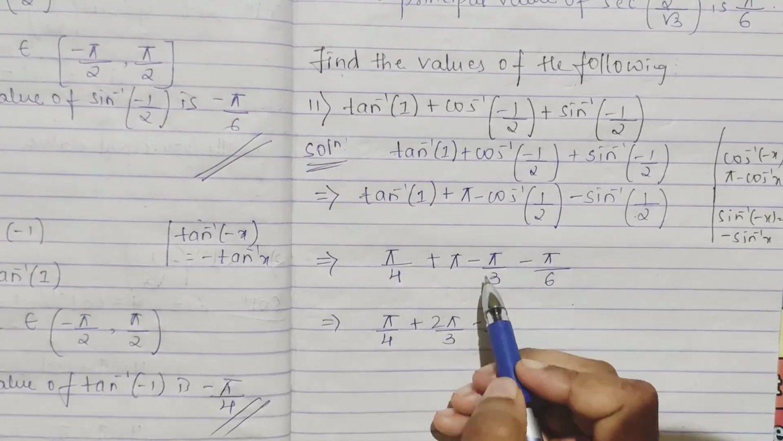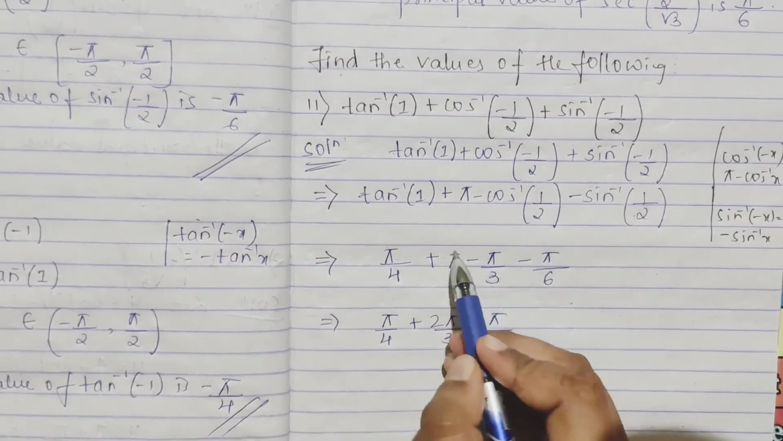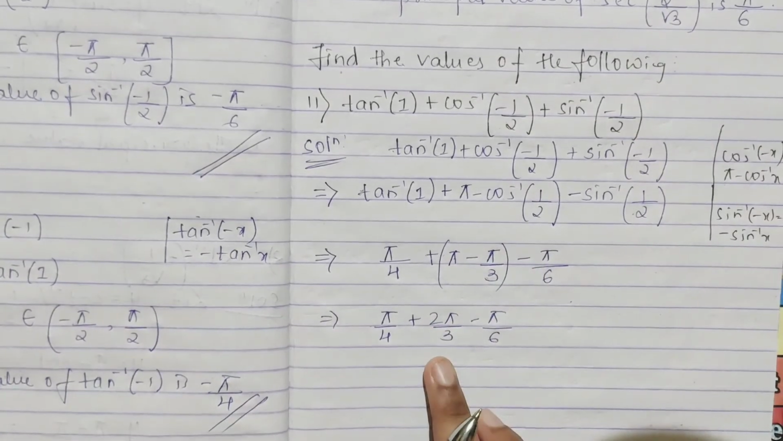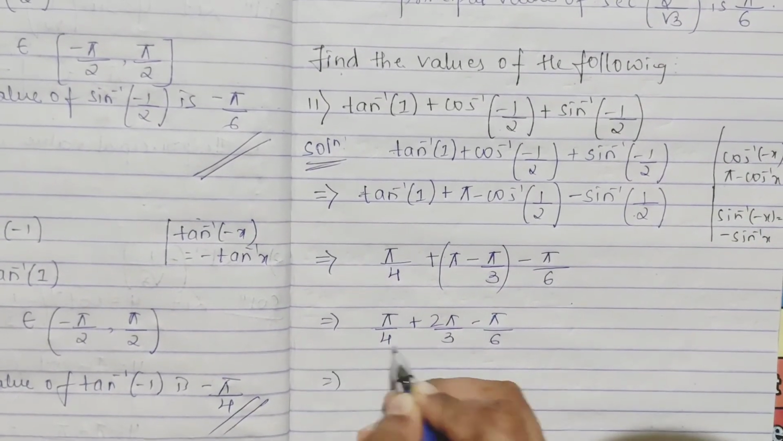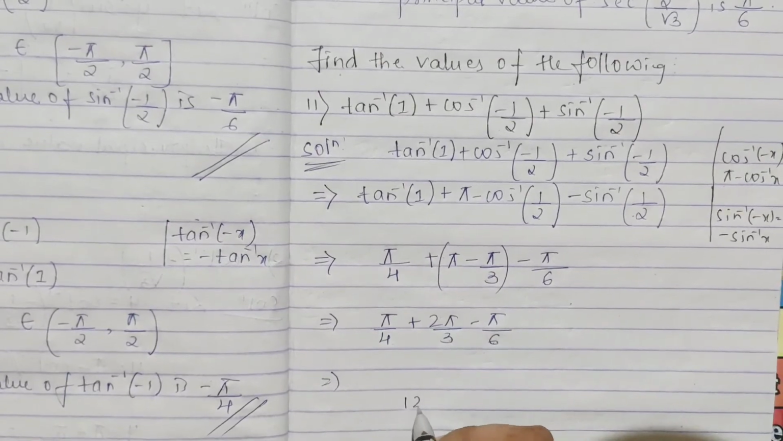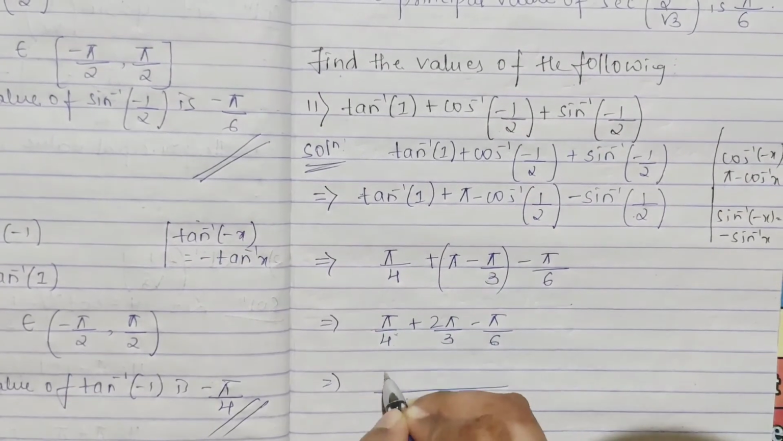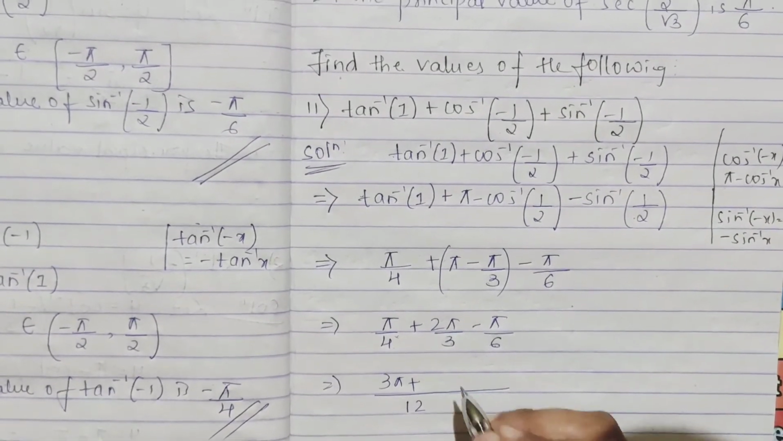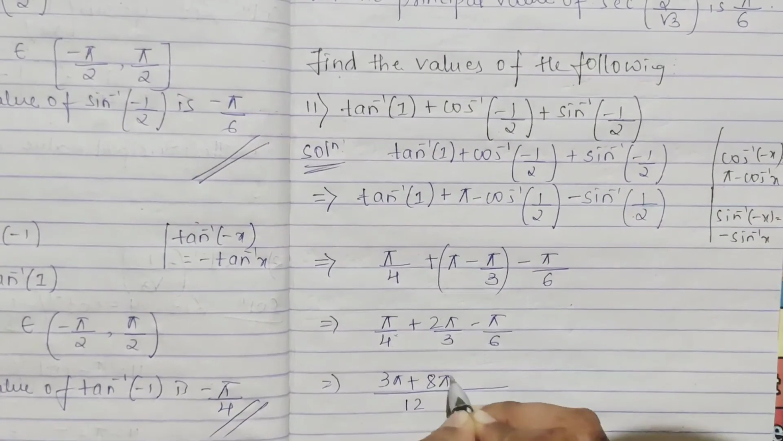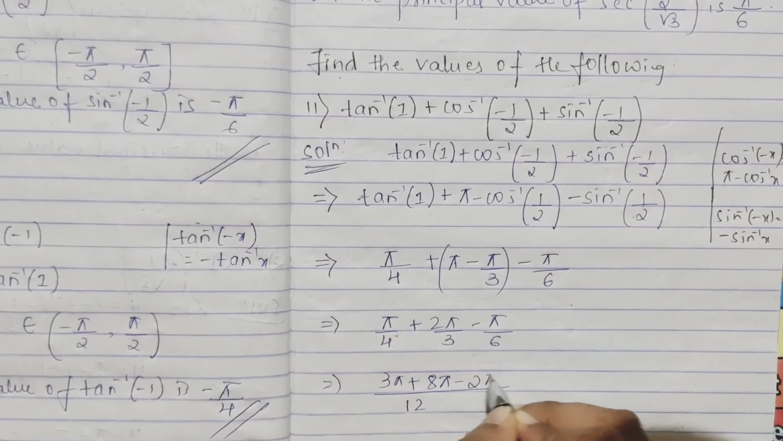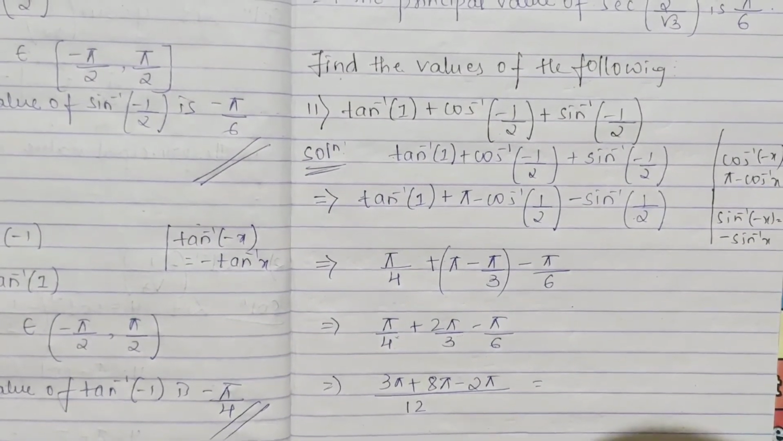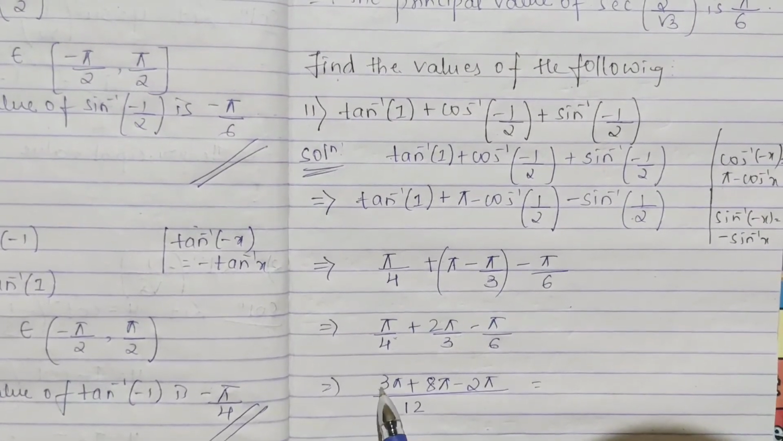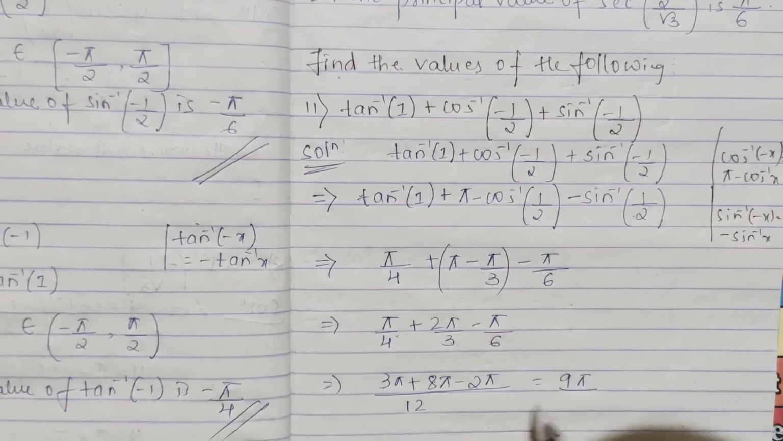So here I simplified this part, I took the LCM just for this part. So pi minus pi by 3 is 2 pi by 3. Take the LCM. So 4, 3, 6, the LCM is 12. So multiplying, this becomes 3 pi, then 4 times 2 is 8 pi, and here 2 pi. So how much do you get? 8 plus 3 is 11, 11 minus 2 is 9 pi, so 9 pi by 12.